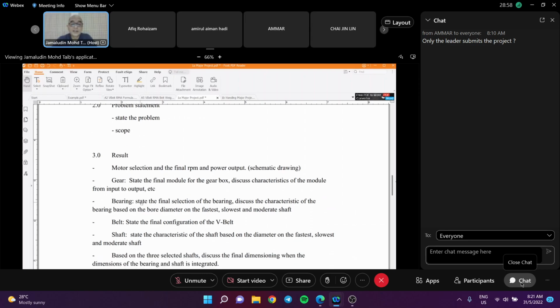Bearing: state the final selection of the bearing and discuss its characteristics. I mentioned to you that for the bearing you need one that has a lower radial load times 7 for the thrust load. That is the thing they have.